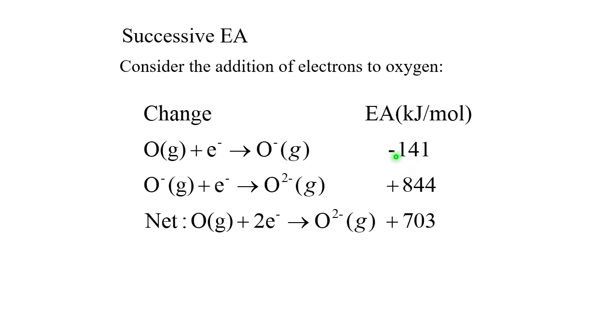Successive, again, is always positive. So an oxygen atom wants to take one electron, it's a negative number, but the oxygen ion, when it takes a second electron, has positive electron affinity. Net energy for two electrons is a large positive number. Again, we are talking about hundreds of kilojoules per mole.